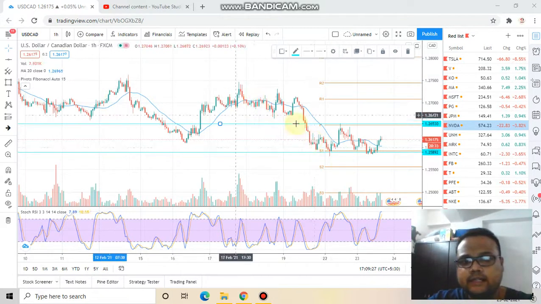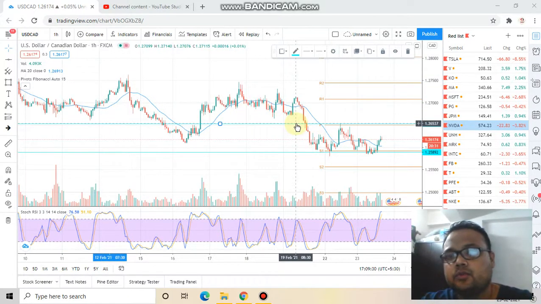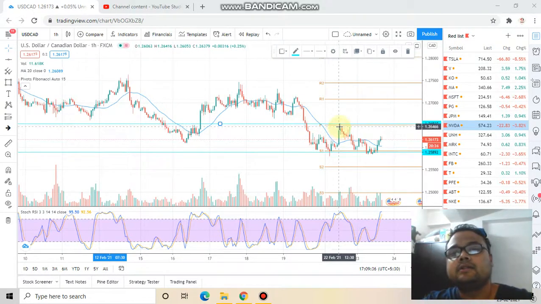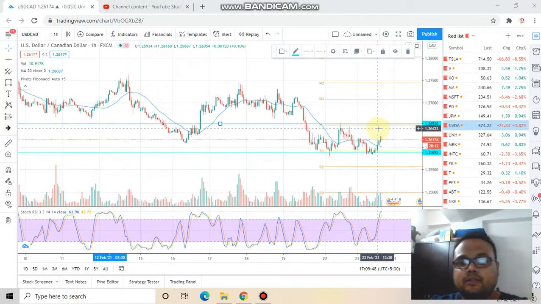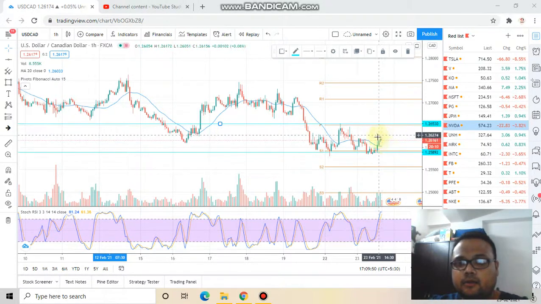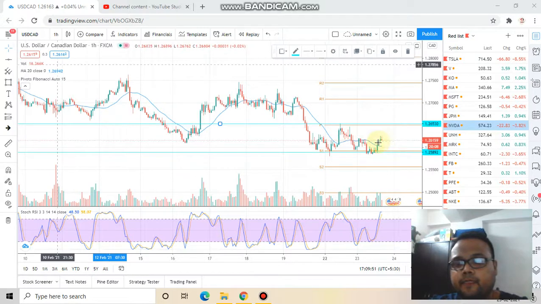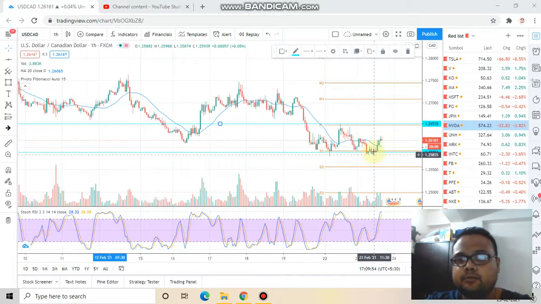So you can see that right now it is trading at 1.2617. So two important levels for the day are 1.25892 and 1.2653. Because as of now market is in a no trading zone. We'll say you do not need to trade here. This is the support and this is the resistance.